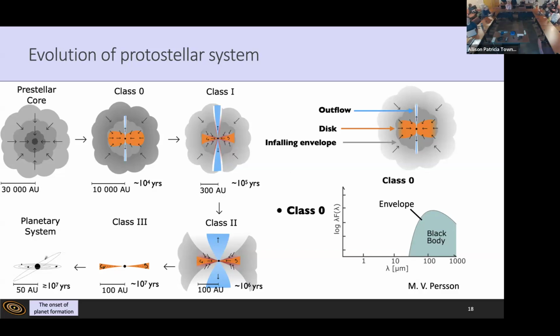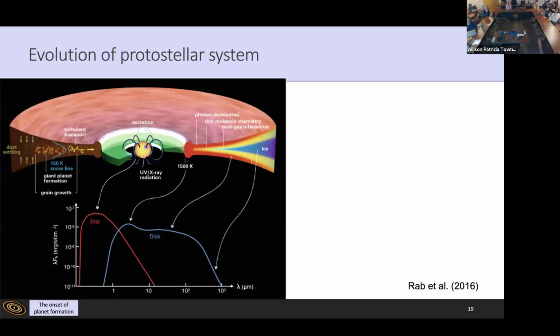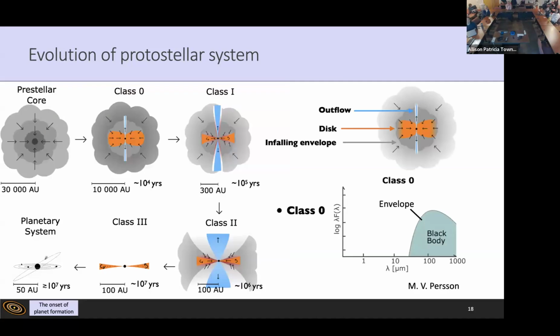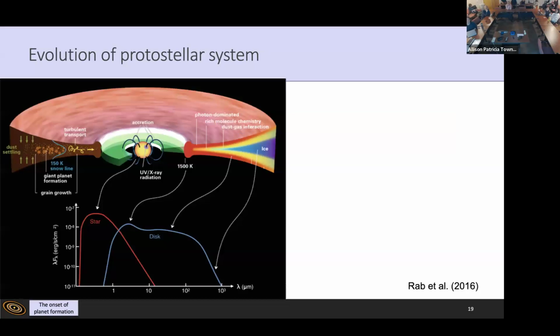And during this stage, when you look at the spectral energy distribution, the SED, the flux you will be seeing mostly corresponds to the cold envelope. So it's emitting at the longer wavelengths. And as the protostar evolves, the density of the envelope drops, and you'll start to see emission from both the disk and the central protostar.